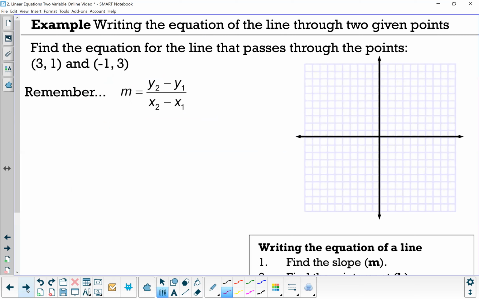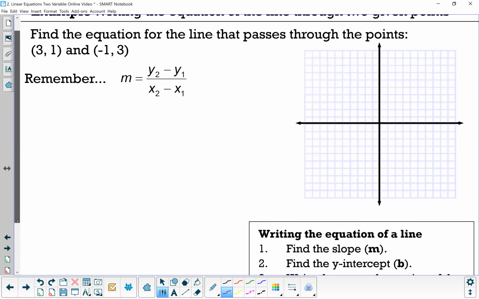All right, you're given 2 points, (3, 1) and (-1, 3). Write the equation for the line that passes through these 2 points. Go ahead and pause the video and try this on your own. Then we'll do it together.